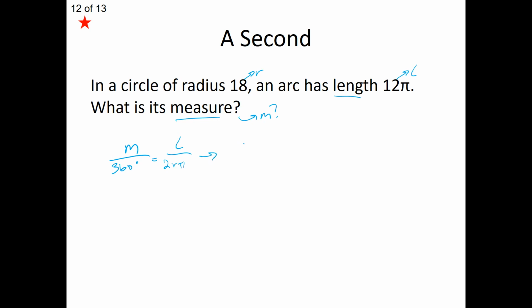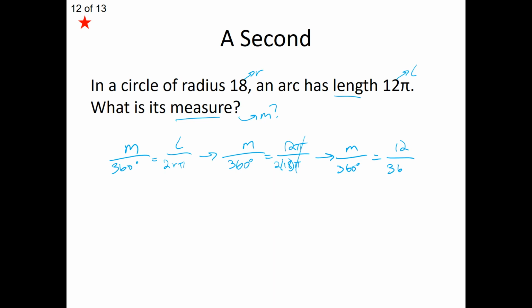We know, well, actually, we don't know the measure of the arc this time, but we do know its ratio to this 360. We do know the length of our arc is 12 pi, and we know that our radius is 18. Now, we're going to simplify the right-hand side here. We notice first that I can't really do much on the left-hand side. It's going to remain this m over 360. But I first noticed that there's a pi in the numerator and pi in the denominator, which means those pi's cancel out, which means I'm left with 12 over 2 times 18, which is 36.